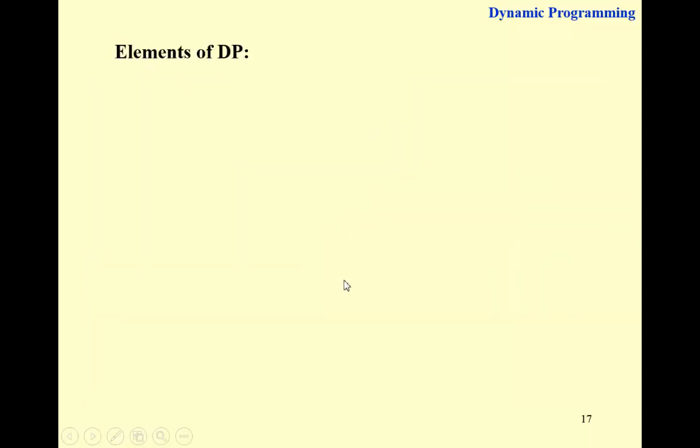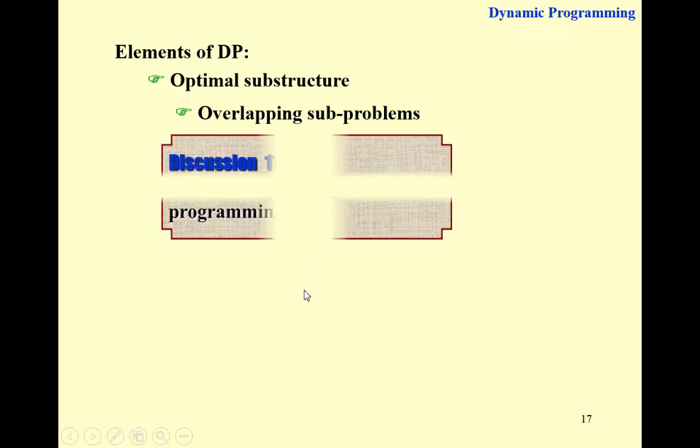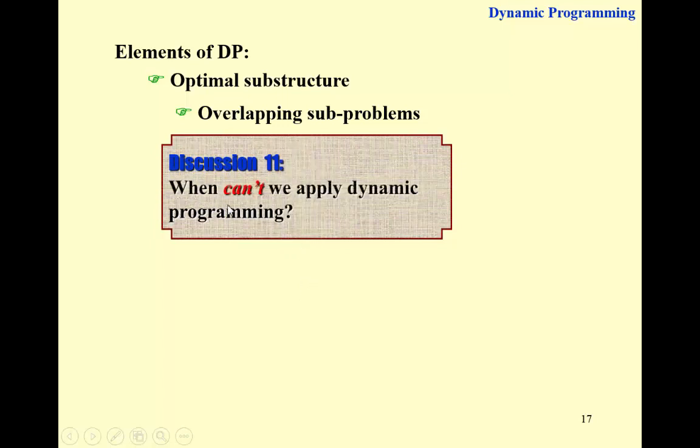All right, to summarize, there are basically 2 key characteristics that a problem must have to apply DP. That is optimal substructure and overlapping subproblems. To check whether or not you have really understood, let's think about this question. When can we apply dynamic programming? Okay, I would suggest you pause the video and think about it.